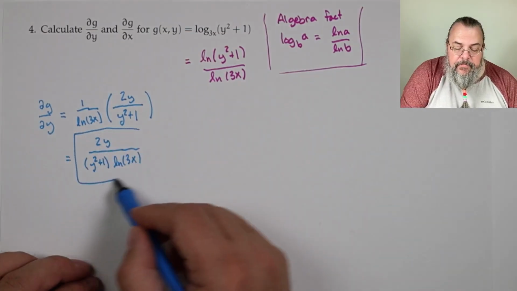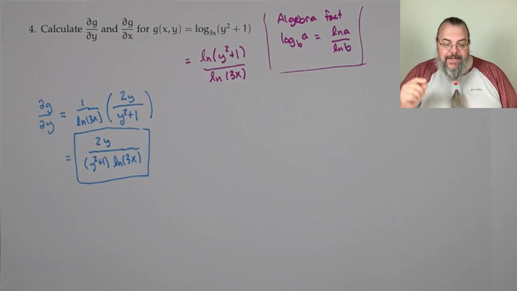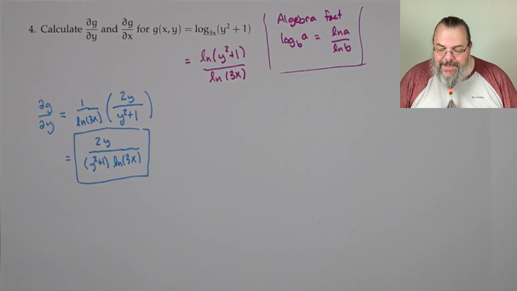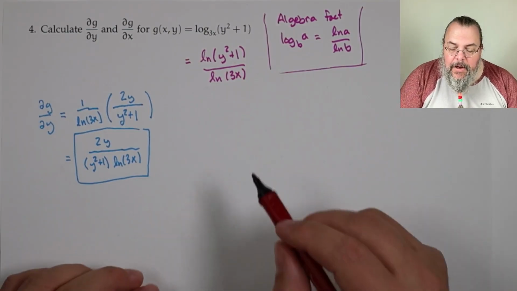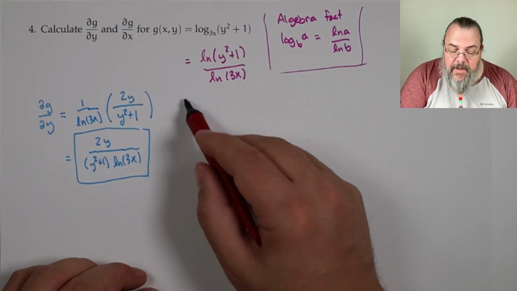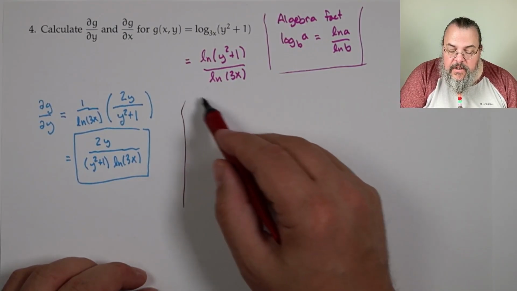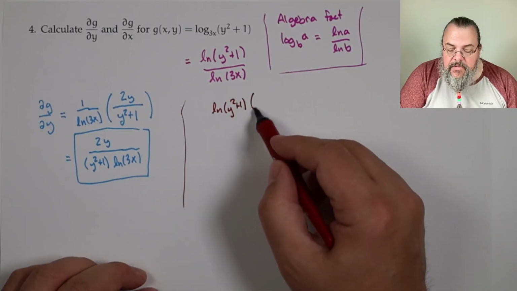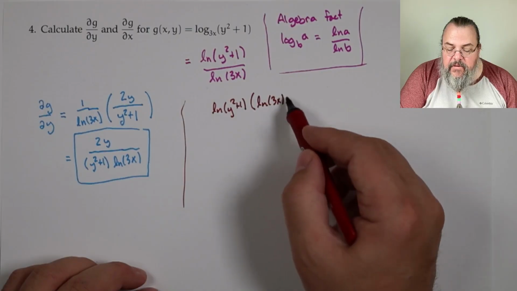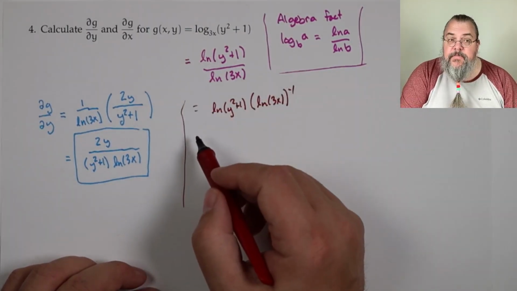All right. So that's partial g partial y. Now, the next one is going to be a little bit more interesting. Okay, so how do we do this one? Partial g partial x. Before we do that, let's just make ourselves a note. We can rewrite our function as log of y squared plus 1 times log 3x to the minus 1 power. That's just another way to write g.